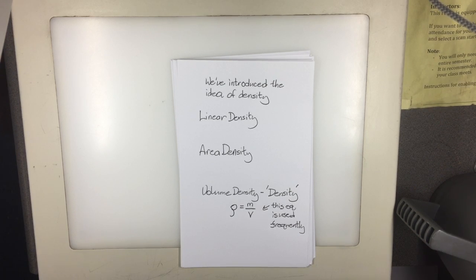You could find the density of this podium. You could find the density of a person. You could find a density of a ball. Just take the ball, figure out its volume, get its mass, now you got density.